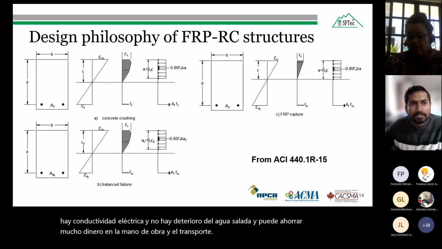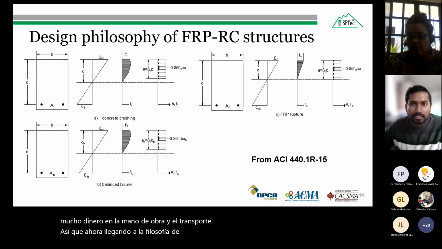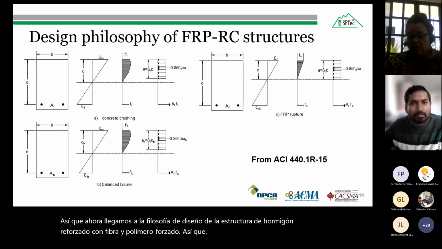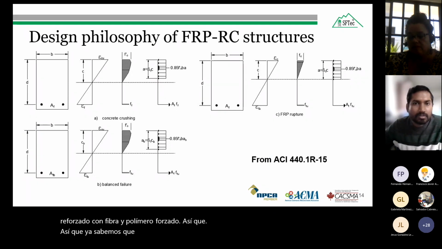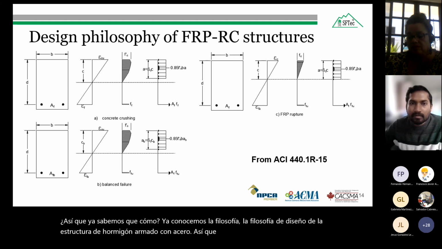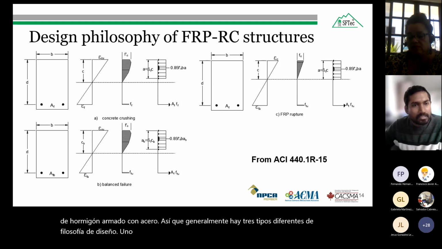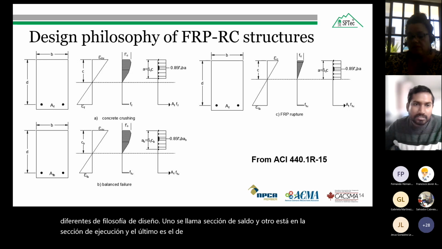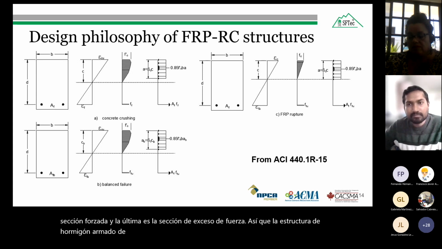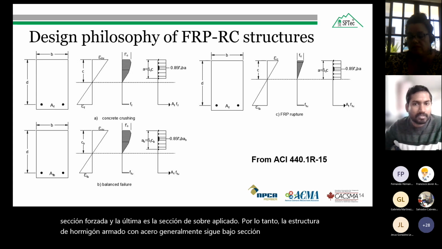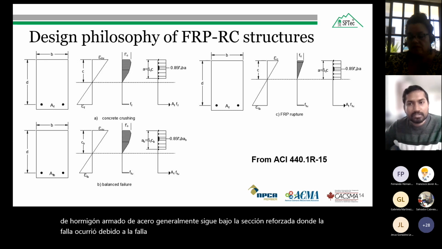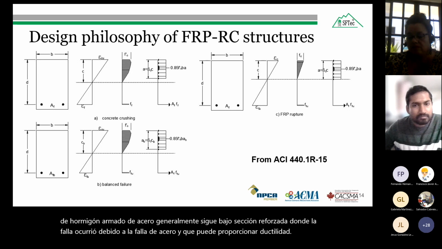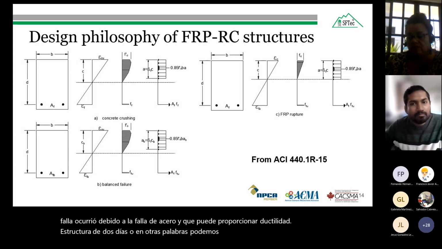So now coming to the design philosophy of the fiber reinforced polymer reinforced concrete structure. We already know about the design philosophy of the steel reinforced concrete structure. Generally there are three different types of design philosophy. One is called the balanced section, another is the under reinforced section, and the last one is the over reinforced section. The steel reinforced concrete structure generally follows the under reinforced section, where the failure occurs due to the steel failure, which can provide ductility to the structure, or in other words, we have time before the collapse.